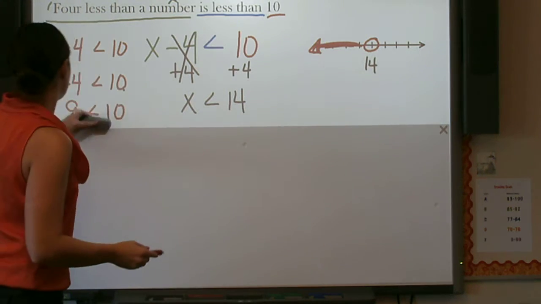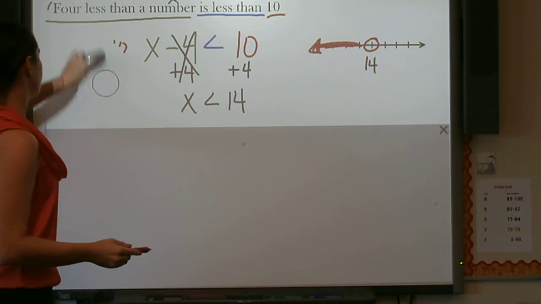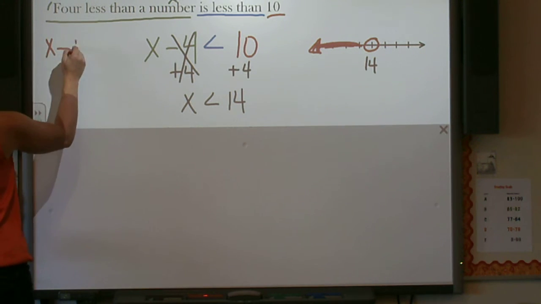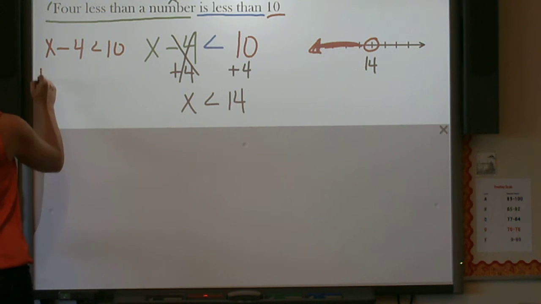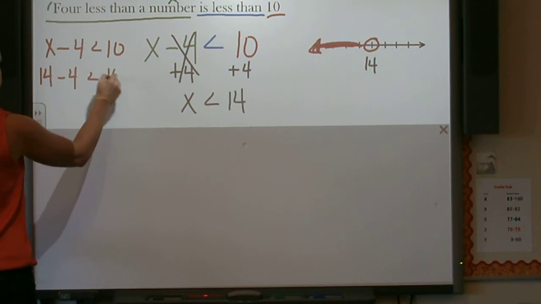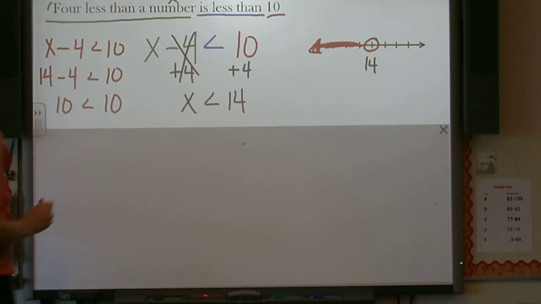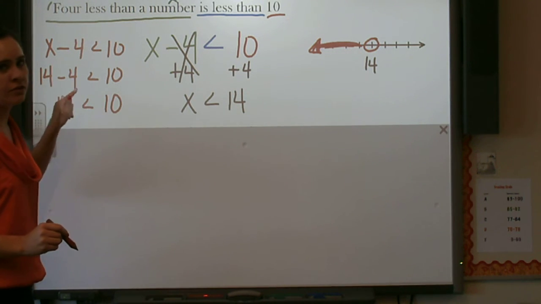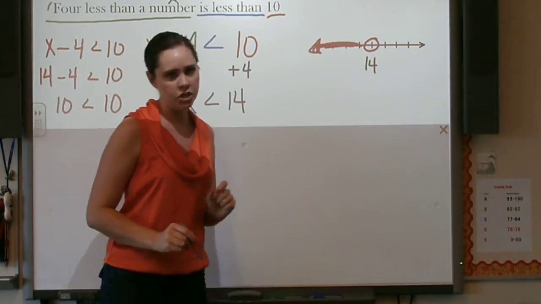Alright, now I want to determine if I have an open circle or a closed circle. Again, we were supposed to commit to memory our open and closed circles, but we're going to do a check just to see. A closed circle would mean that 14 could be a solution to this inequality. So let's see. If I had x minus 4 less than 10, and I plugged in 14, I get 10 less than 10. And this is a false statement. 10 is not less than 10. So 14 cannot be a solution. So we are not going to shade.